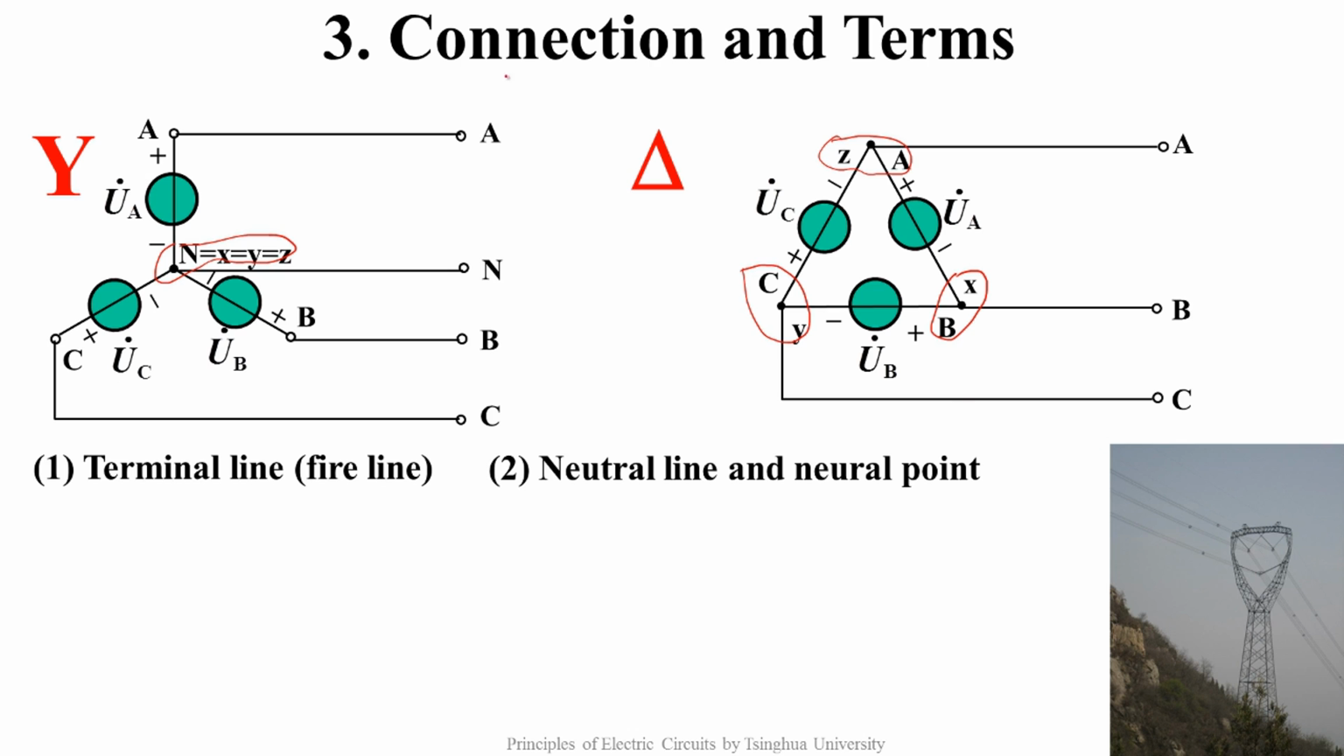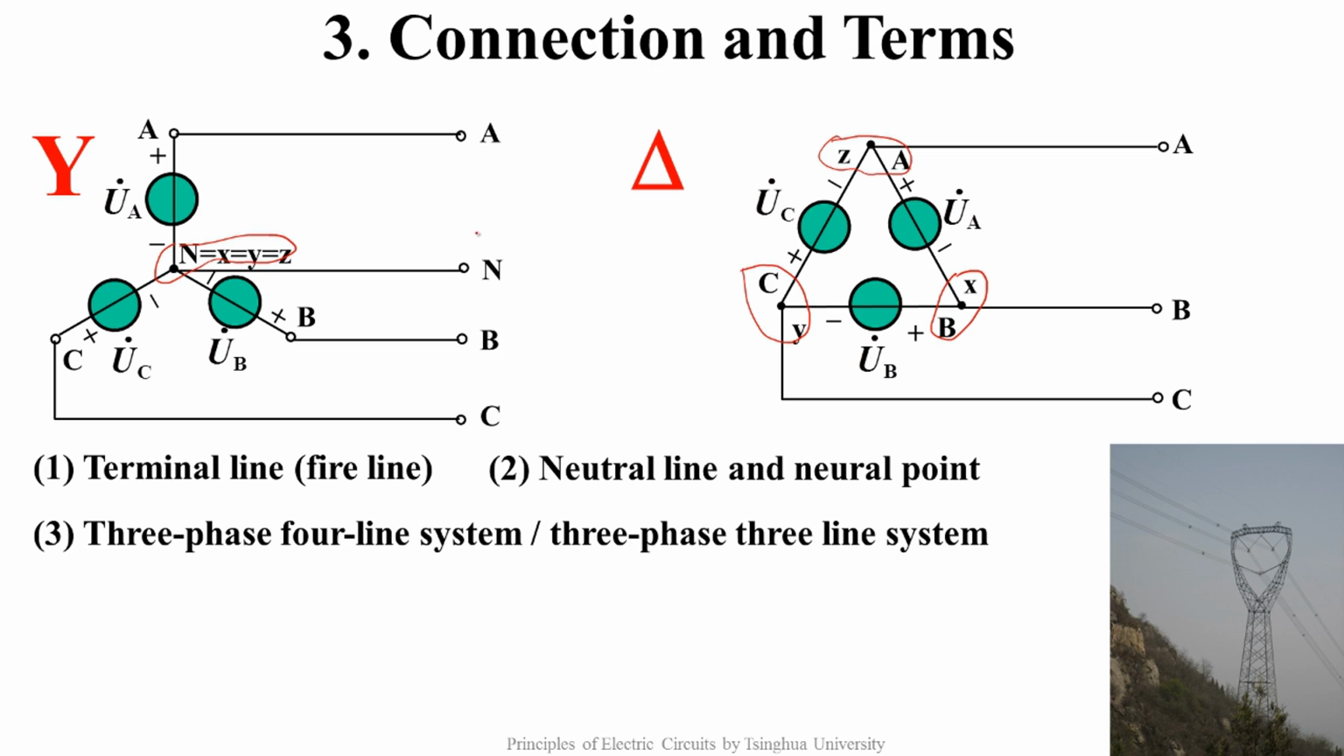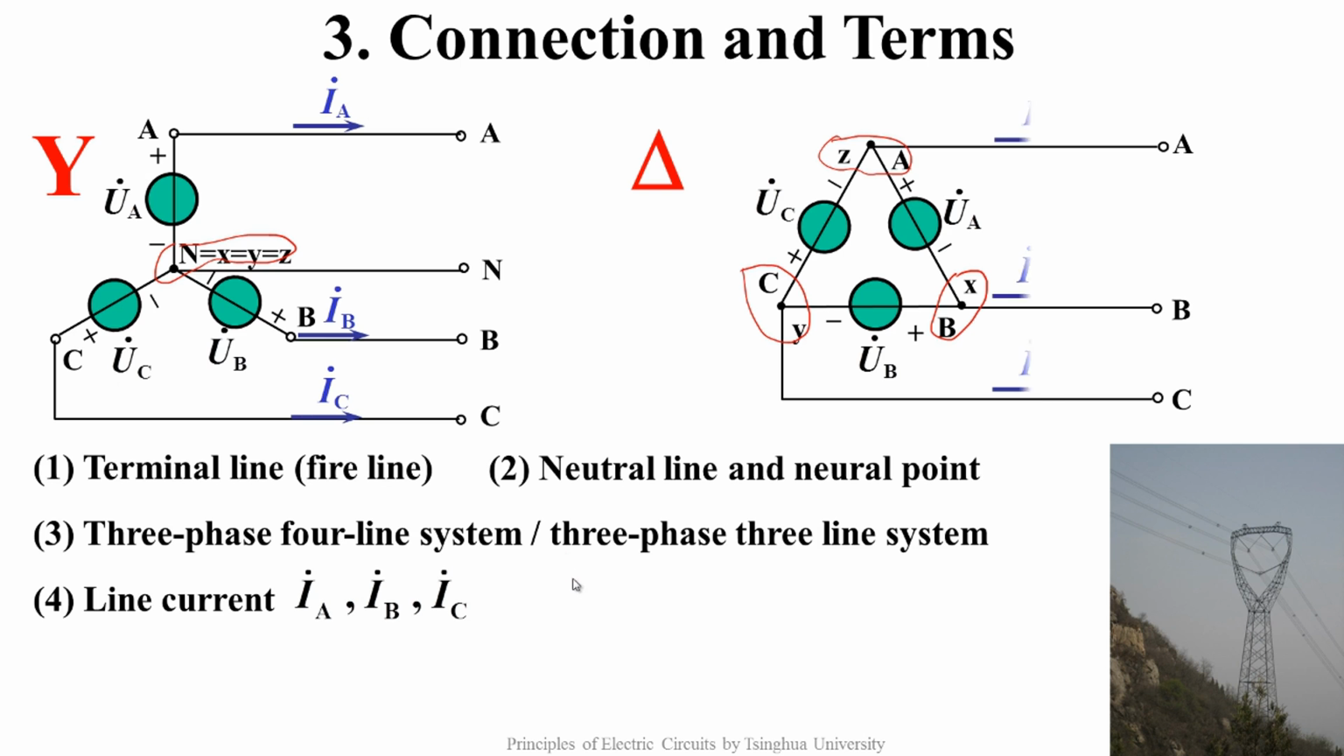So the three-phase source has several different forms of connection to the external circuit. If it contains A, B, C, N four lines, the form is called the three-phase four-line system. If it contains only ABC lines, the form is called the three-phase three-line system. The current that flows through every terminal line is called the line current. They are shown in the figure. The voltage between the terminal lines is called the line voltage. They are UAB, UBC, and UCA.